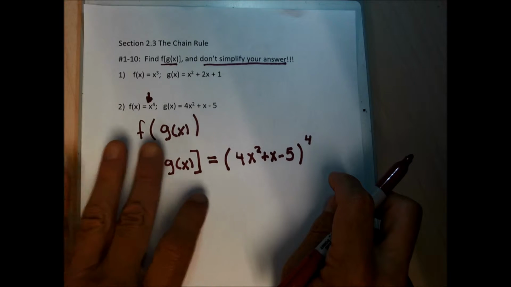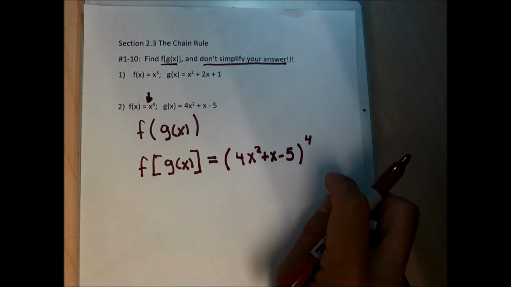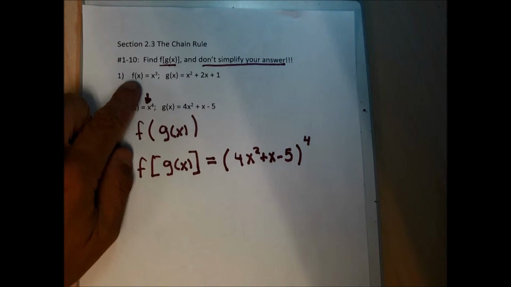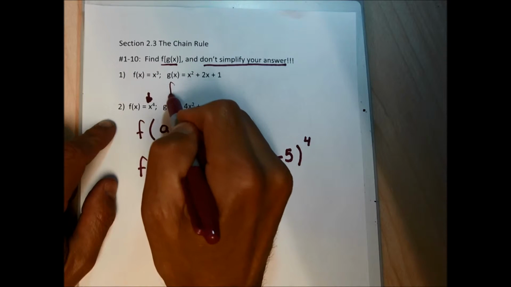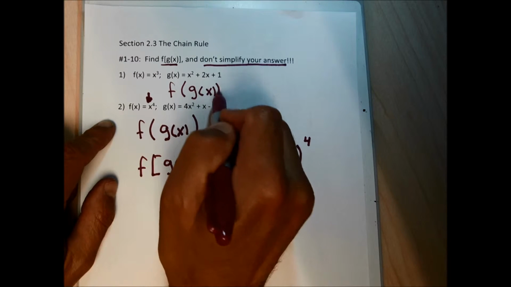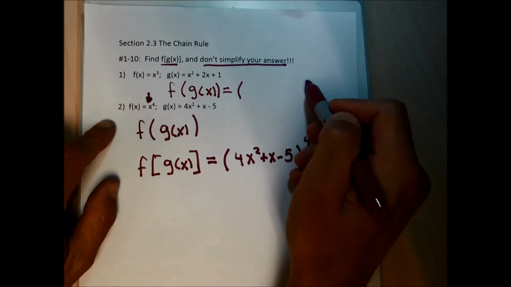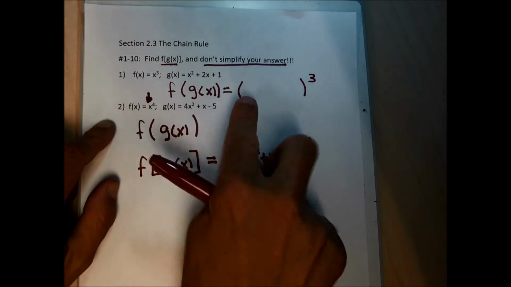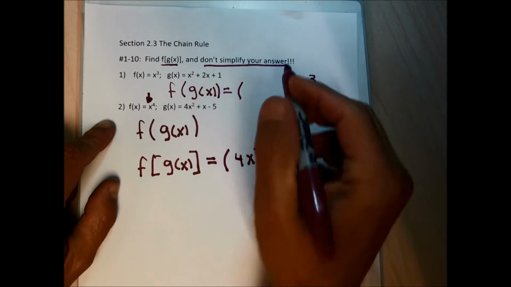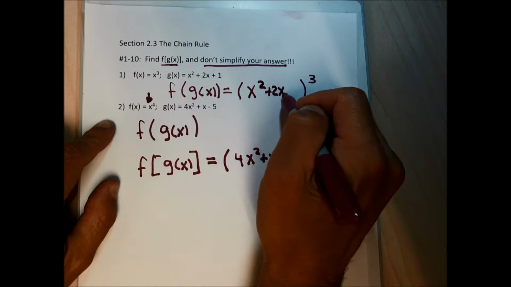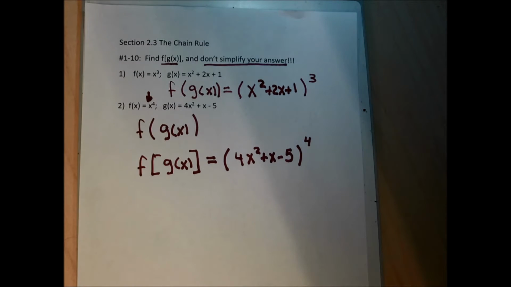I read this as f composed with g of x, or f of g of x. So that's all there was to do for problem 1. If you were doing problem 2, you would say f composed with g of x, either with a round bracket or a square bracket. You'd write the f function without the x, leave a parentheses where the x was, and put the g function inside the parentheses. So these are going to go really fast, unlike most problems this semester. So that's all there was to do for numbers 1 and 2.